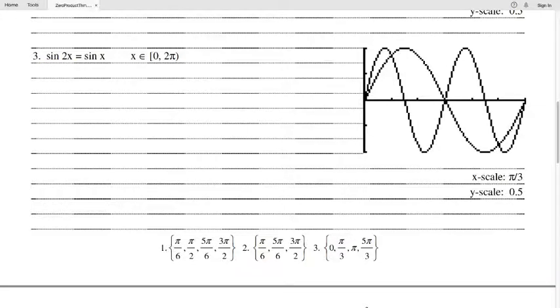So on the left-hand side, the sine of 2 times that angle x is going to become 2 times the sine of x times the cosine of x. That is how we expand the sine of 2 times an angle. And then on the other side, we have the sine of x again.